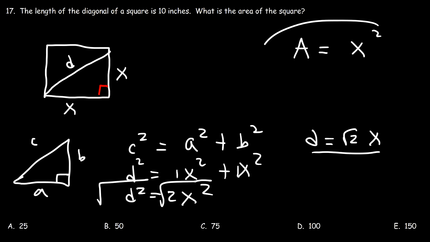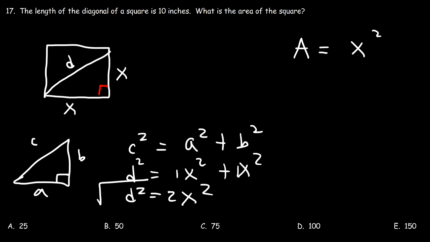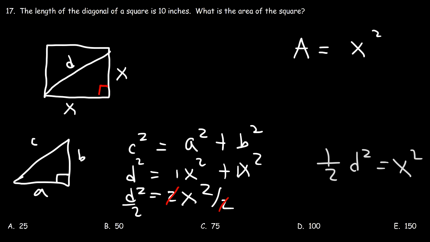Now the area is equal to X squared. And if we go back a few steps, notice that we have D squared in terms of X squared. D squared is equal to 2X squared. Let's divide both sides by 2. So 2 over 2 is 1. So notice that 1/2 D squared is equal to X squared. And if X squared is equal to A, that means A is equal to half D squared. So this is the formula that we need. This is how we can calculate the area of a square if we're given the length of the diagonal.